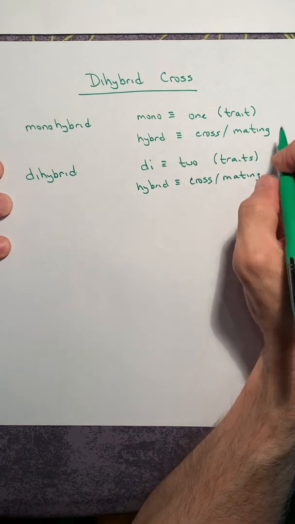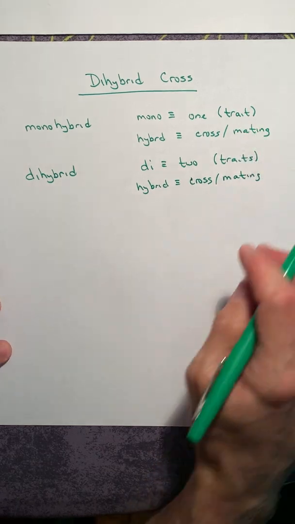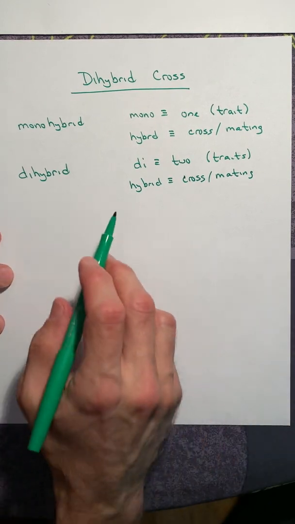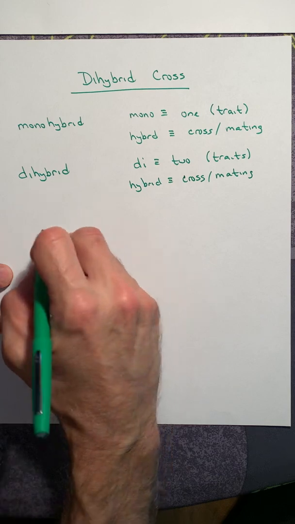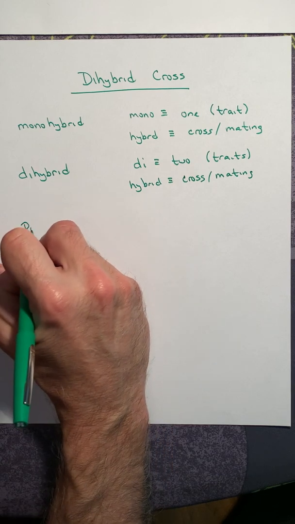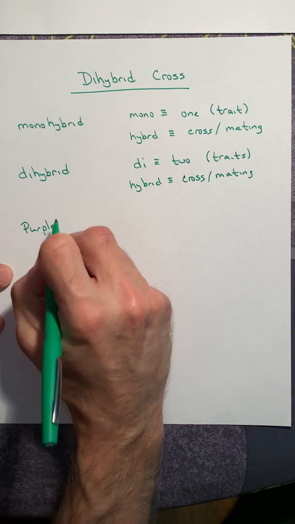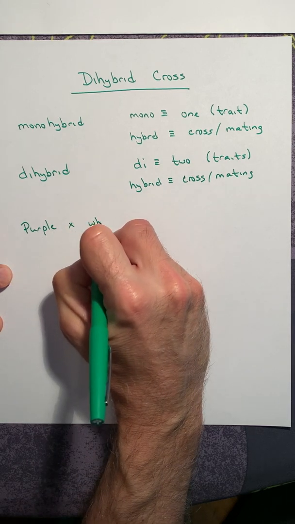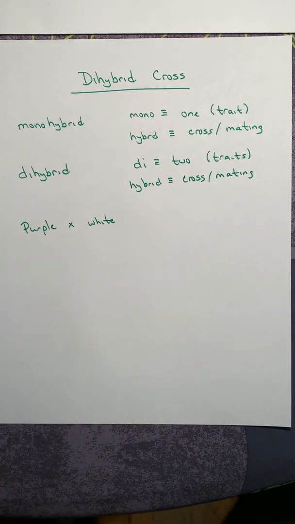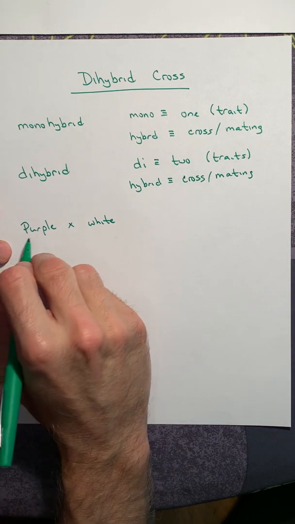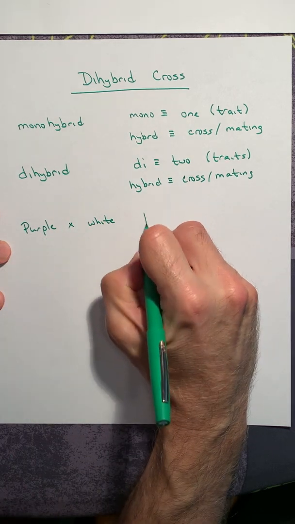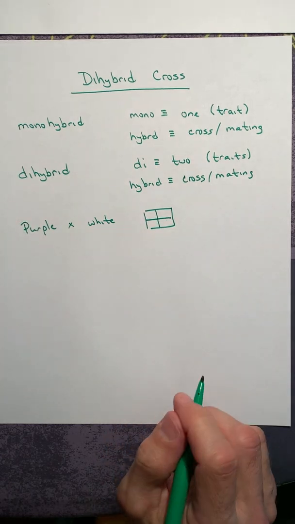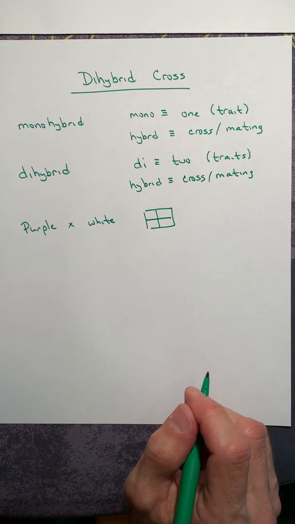So instead of just looking at one trait, we're going to look at two traits simultaneously. So how these problems are slightly different is up to this point, we've said, okay, you take a purple flowering Pisum sativum and you cross it with a white flowering Pisum sativum. And this is one trait, flower color, and what you end up with is a 2x2 Punnett square. Very straightforward. You guys are doing very well with this.